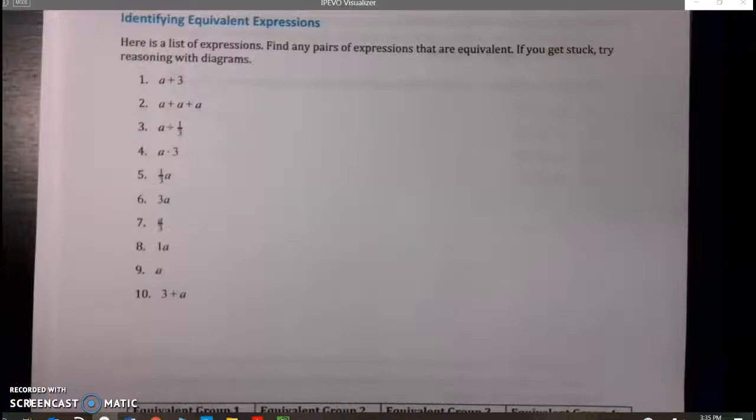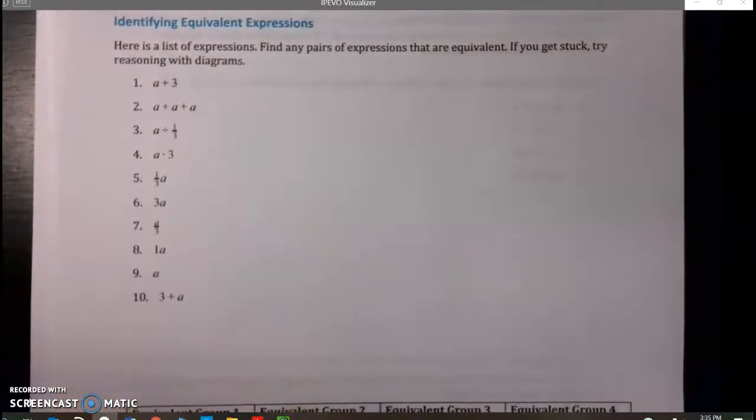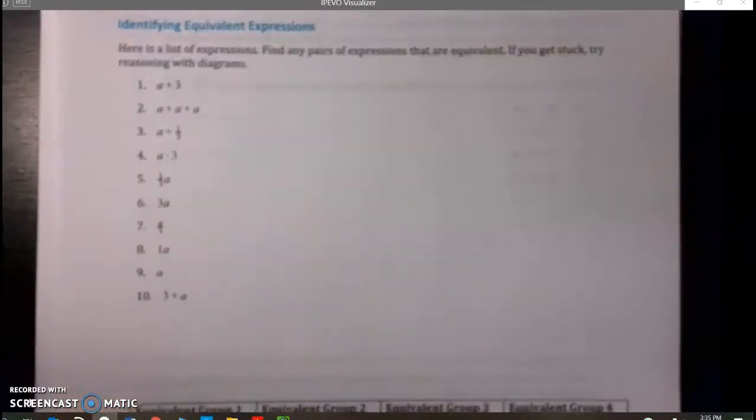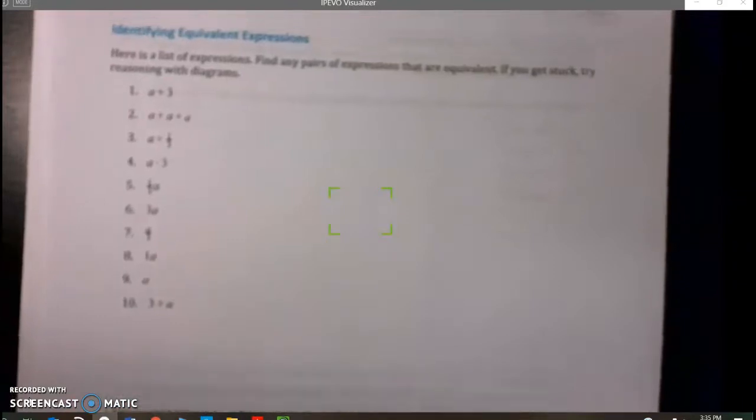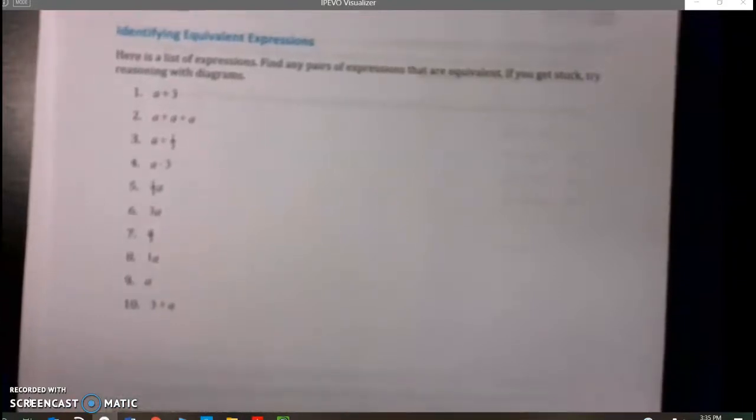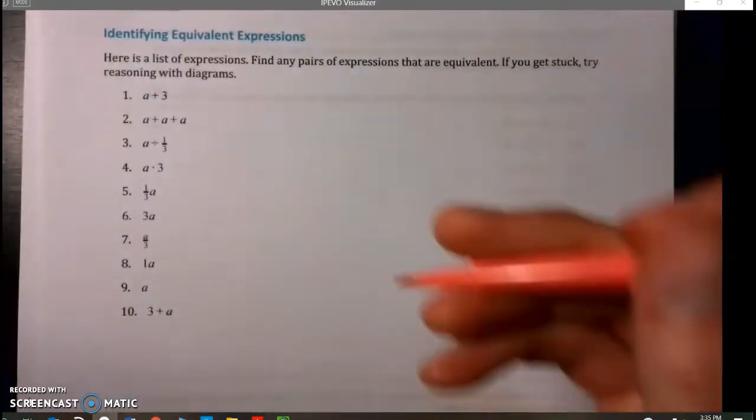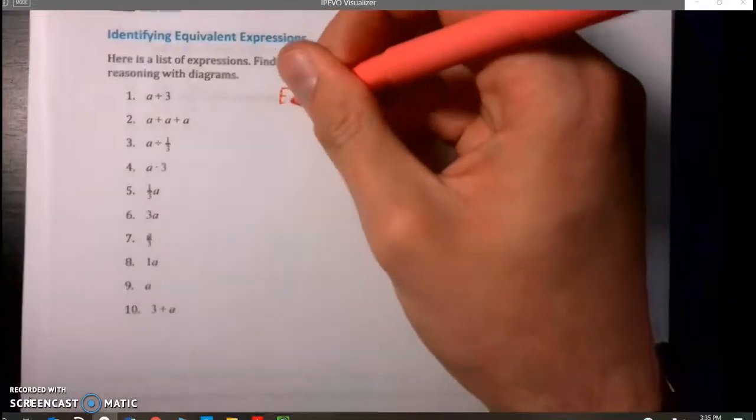So one of the main focuses for our lesson today is on equivalent expressions. The name of this activity is identifying equivalent expressions. If we're going to be looking for equivalent expressions, it would help if we would review what that even means.